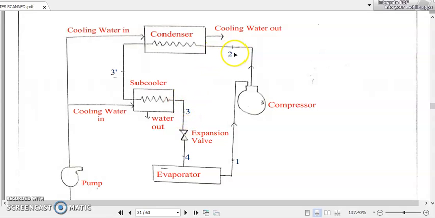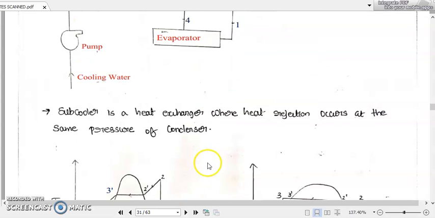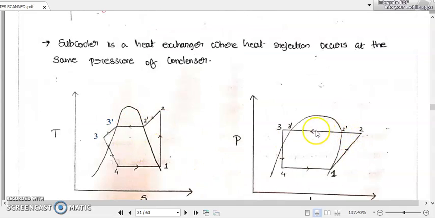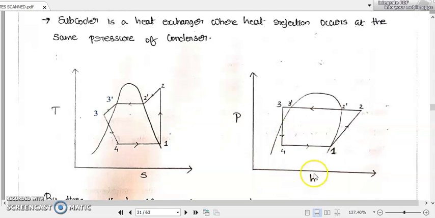Once again, the processes 2 to 3' and 3, both the condenser step and the subcooler step, will be happening at the same pressure. So we are continuing with the same pressure line here. We are again going to decrease the temperature, which means a decrease in the enthalpy. So 3' will be extended to 3.